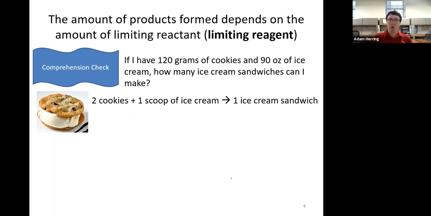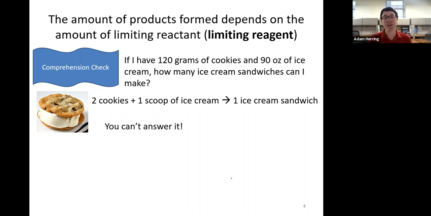Welcome back. What did you determine? Hopefully, you came to the conclusion that you can't answer this question. It's a trick. Now, how so? Well, take a look at the information you have in terms of the amount of cookies and ice cream versus what you actually need to make the ice cream sandwiches.